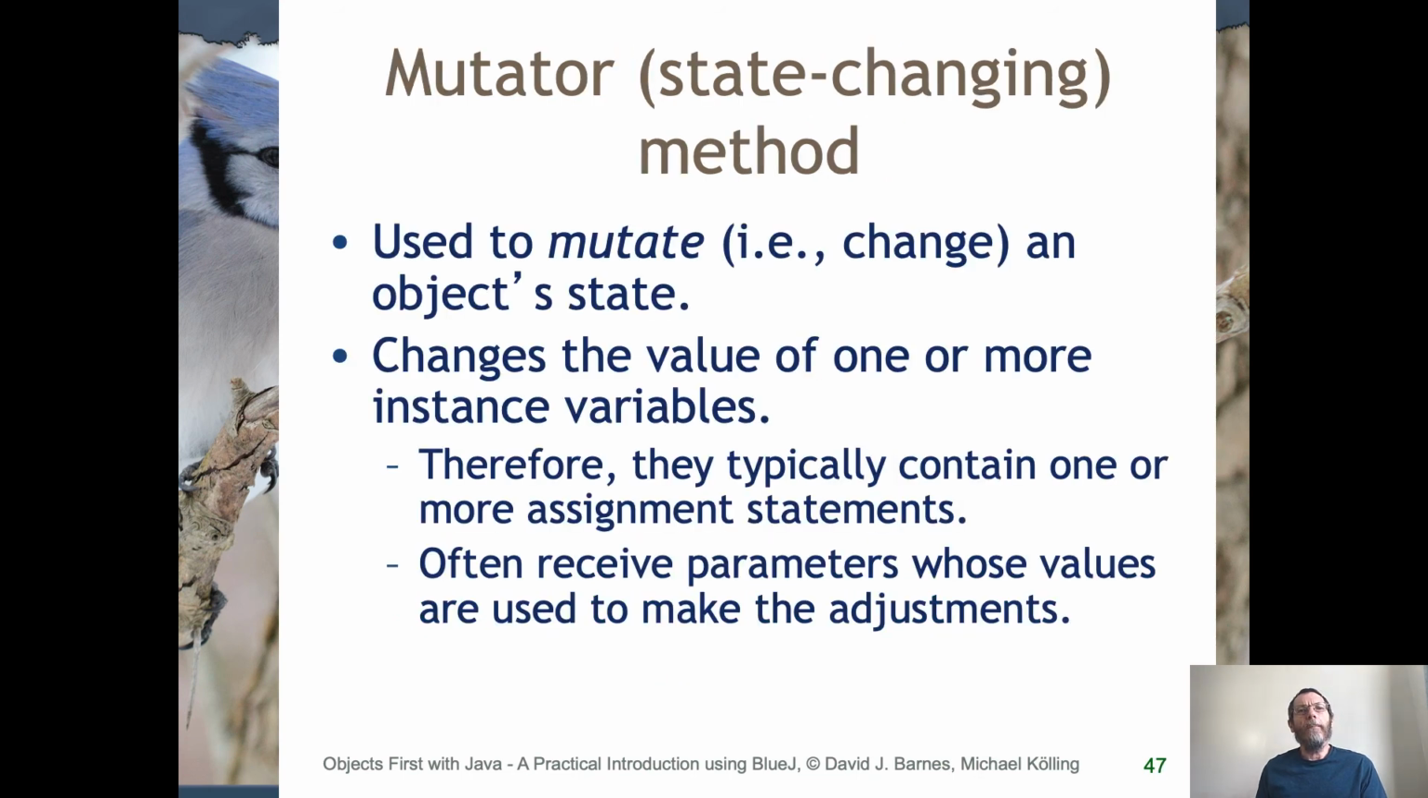Let's say a little bit more about mutator or state changing methods. As the name suggests, these are used to change the state of an object, and they do that by changing the value or values of one or more instance variables. So they typically contain one or more assignment statements, because assignment statements are the way that we change the value of a variable. And they often, but not always, receive parameters whose values are then used to make adjustments to the current values of the instance variables whose values we're going to be changing.